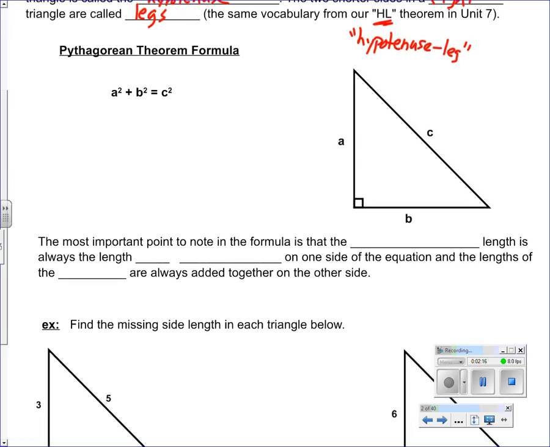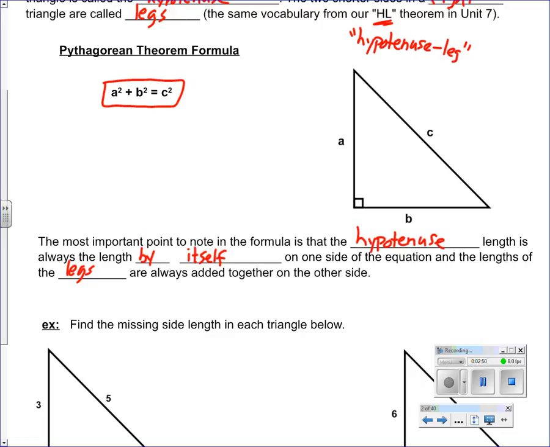So here's our formula for the Pythagorean theorem. a squared plus b squared equals c squared. That's our Pythagorean theorem formula. You can see how that relates in the picture. The important thing about the formula is that the hypotenuse length is always a length that's by itself on one side of the equation. And the lengths of the legs are always on the same side together.